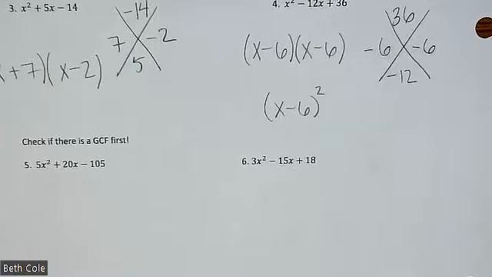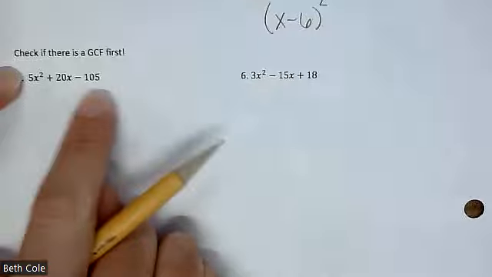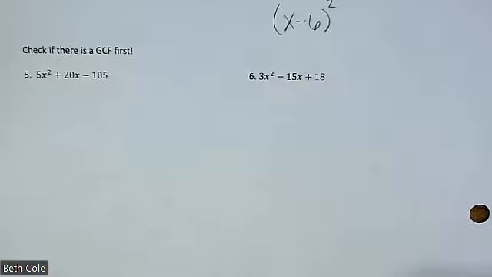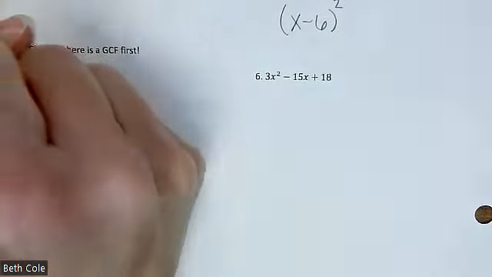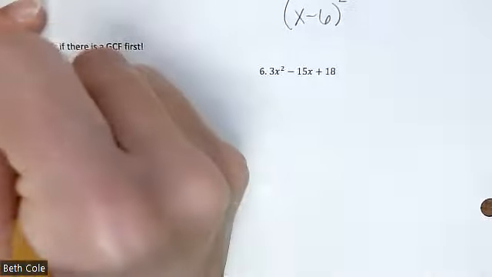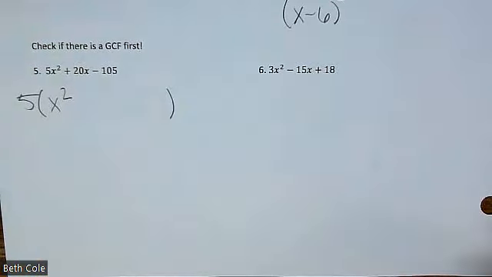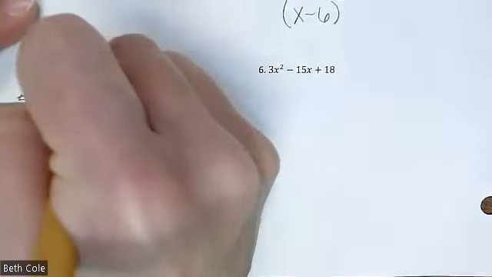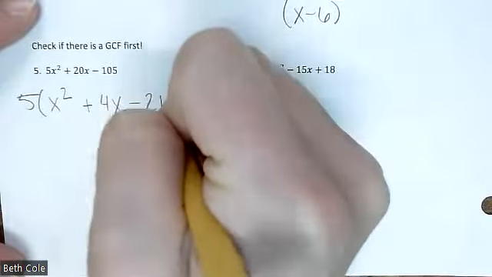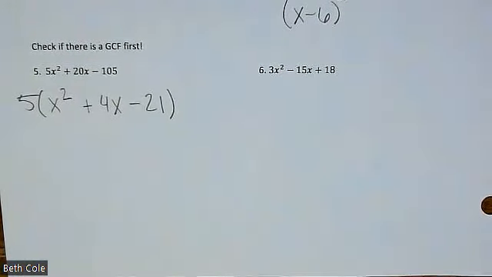What's that GCF? That's what we practiced on the Quizlet partner game, all right? So what I want you to do is look at these numbers, 5, 20, and 105. What can you divide out of all three of them? 5. You're going to put a 5, put a parenthesis. Divide them all by 5. What would be left? 1x squared. I don't really recommend putting the 1 there, but you can if you want to. Plus 4x, good, minus, now that would be 21. You could use a calculator for that.